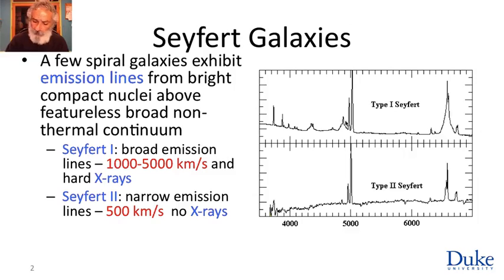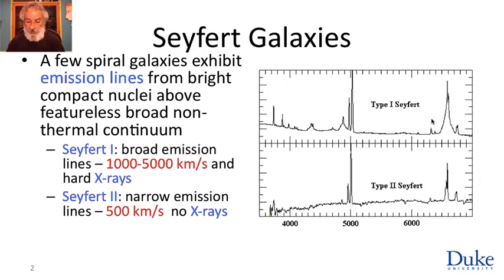The width of the lines of type 1 Seyfert galaxies, we understand this broadening to be due to Doppler broadening. So some of the radiating material is moving towards us and blue shifted. Some of the radiating material is moving away from us, hence the light is red shifted. And the radial velocities associated to the width observed in type 1 Seyferts are 1,000 to 5,000 kilometers per second. And type 1 Seyferts often emit hard X-rays.